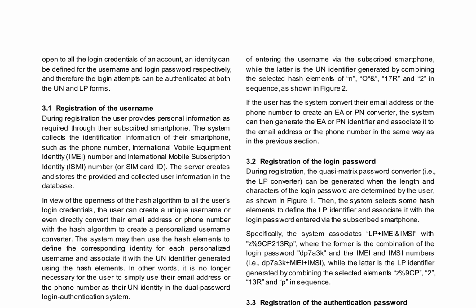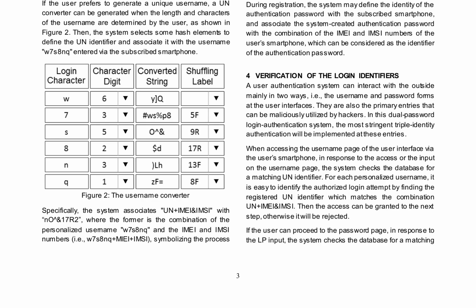During registration, the system collects user information, including phone number, International Mobile Equipment Identity (IMEI), and International Mobile Subscription Identity (IMSI) numbers. The user can create a unique username or directly convert their email address or phone number using the hash algorithm. The system then associates the hash elements with the username and generates a UN identifier.